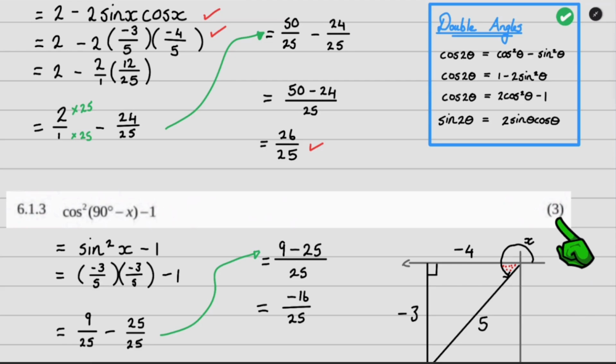Let's have a look at where the 3 marks are coming from. So we get 1 mark for the correct use of our co-function or co-ratio. We get 1 mark for the correct substitution of sine x. And the last mark comes from our answer. So always check this answer by typing this into your calculator, just to make sure all your working out steps are okay.